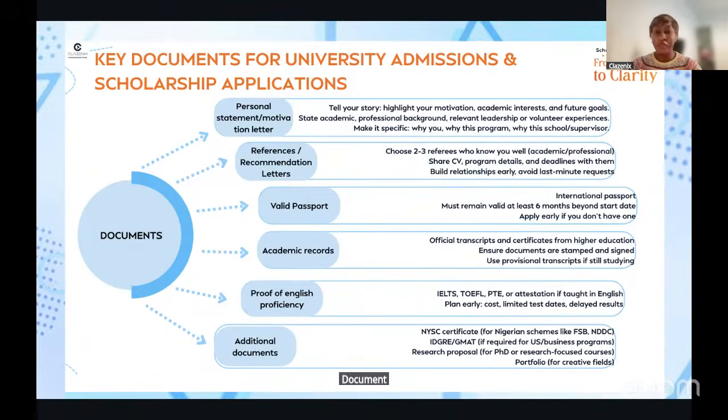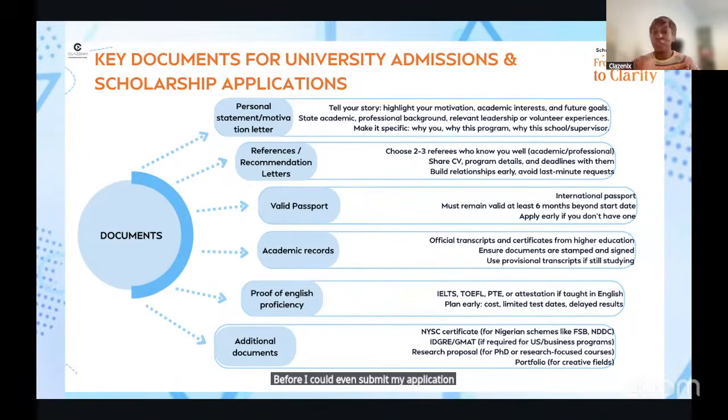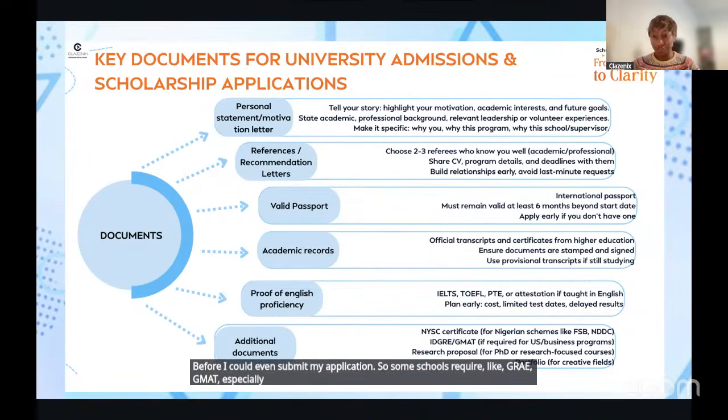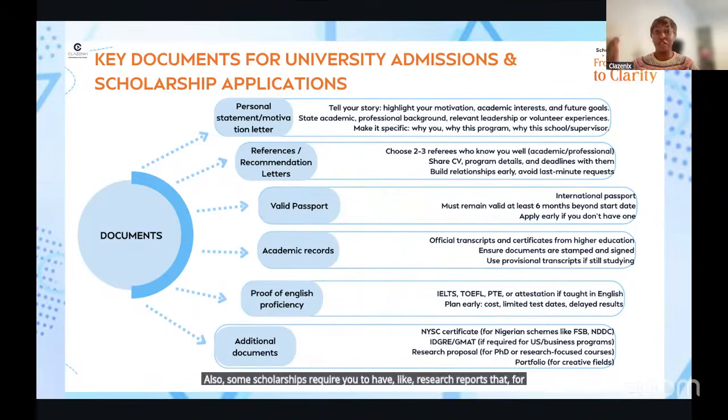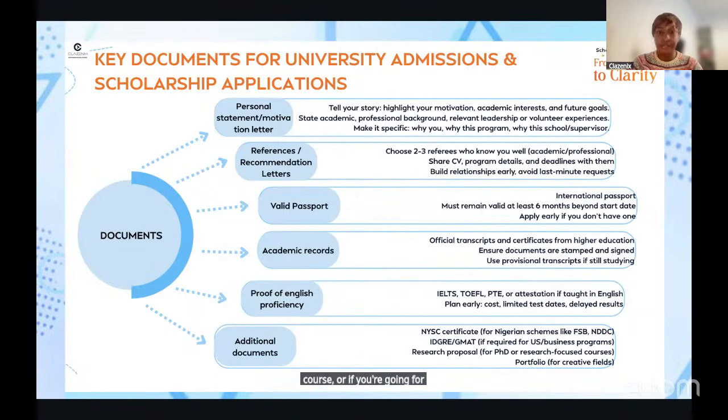We also have other documents depending on the scholarship itself. We have NYSC, for example, for NEDC. I needed that for my application before I could even submit my application. Some schools require GRE, GMAT, especially for US business schools. Also, some scholarships require you to have a research proposal, for example, if you are pursuing a research-focused course or if you're going for a PhD.